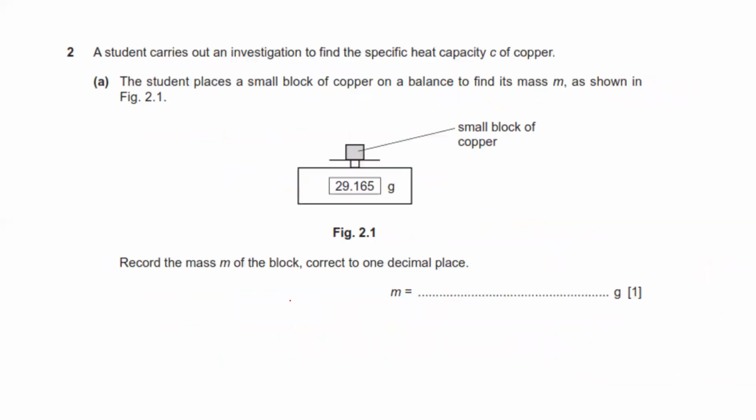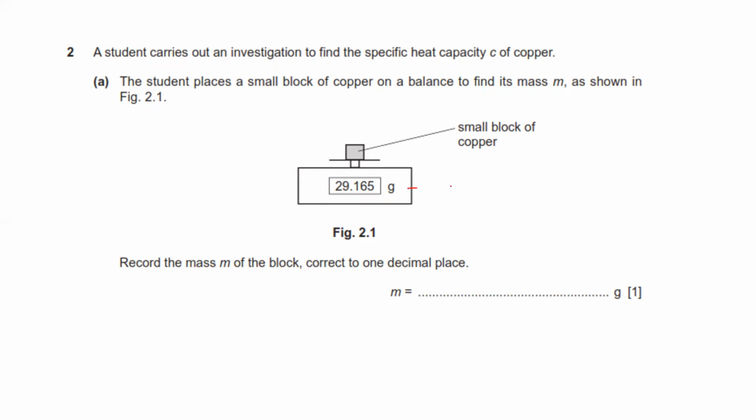Okay, so next question, next part. It is question number 2. It says a student carries out an investigation to find the specific heat capacity C of copper. The student places a small block of copper on a balance to find mass M, as shown in figure 2.1. Record the mass of the block correct to 1 decimal place.